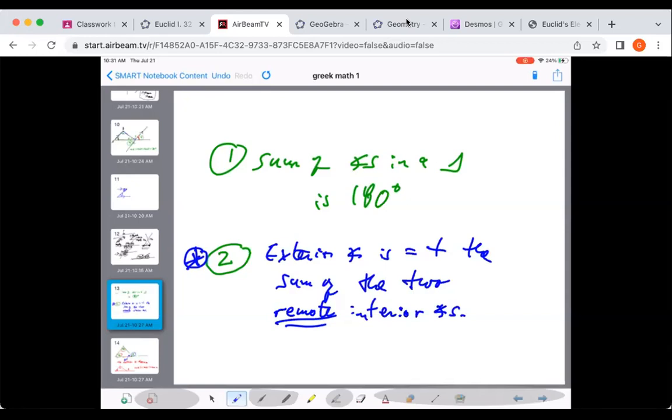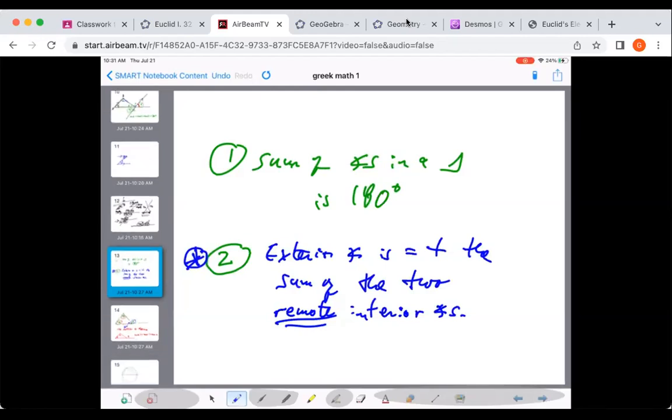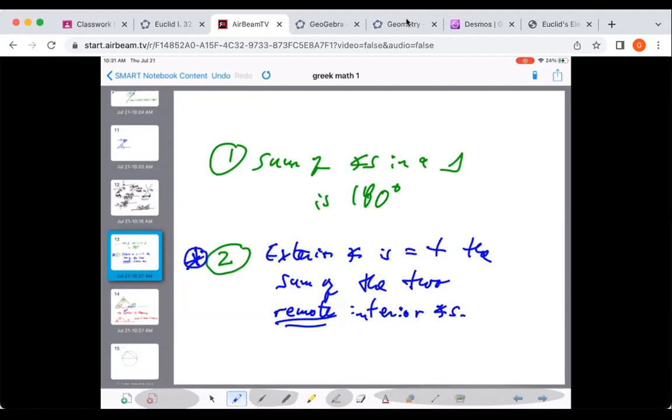So our toolkit is very small right now. Our toolkit has two theorems. The sum of the angles in a triangle is 180 degrees, and the exterior angle is the sum of the two remote interior angles. And using this, we are going to get a very surprising theorem, which is going to be our third theorem.